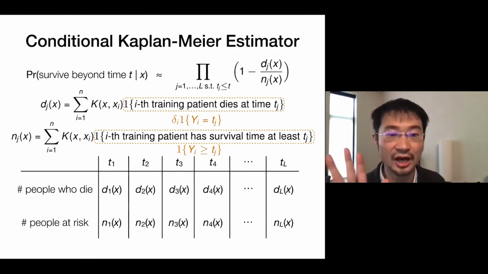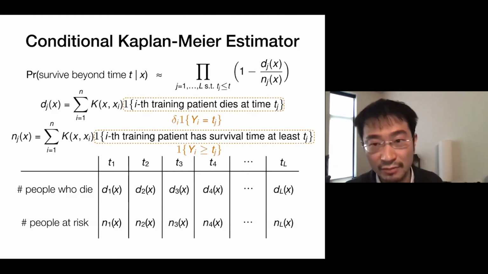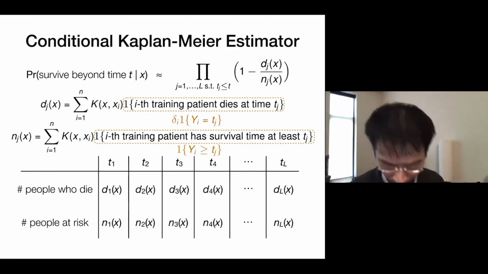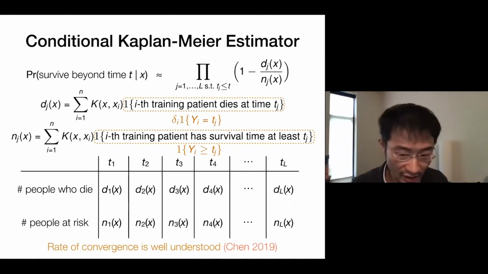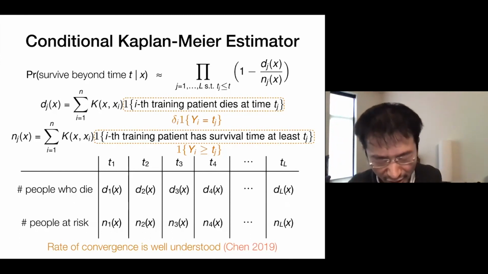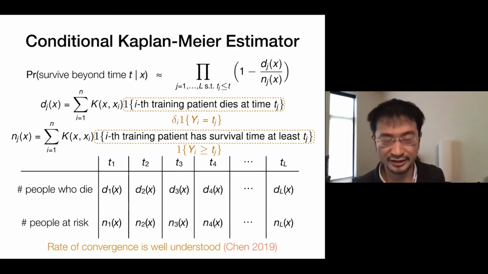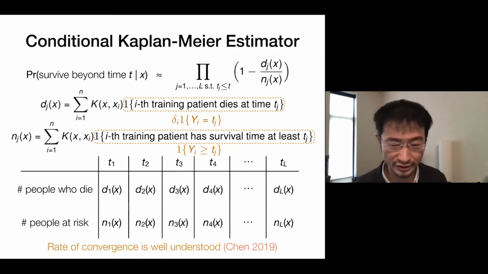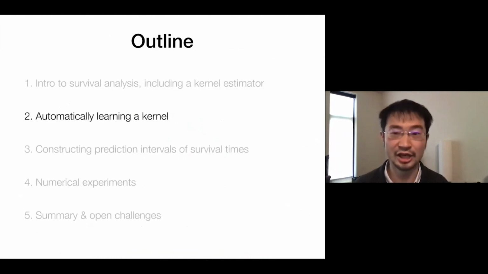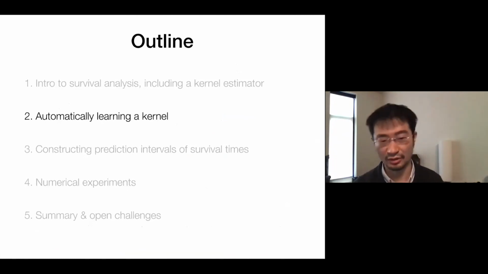And I'll say that this conditional Kaplan-Meier estimator is actually very well understood. A lot of people have looked at the rate of convergence. The most general results are actually in a paper that I wrote last year at ICML, in general metric spaces, that gives all the convergence rates that you want to know about this. All right, so this is well understood. Now the question is, how do we actually automatically learn the kernel? What I've said so far, you need to pre-specify what the kernel is.